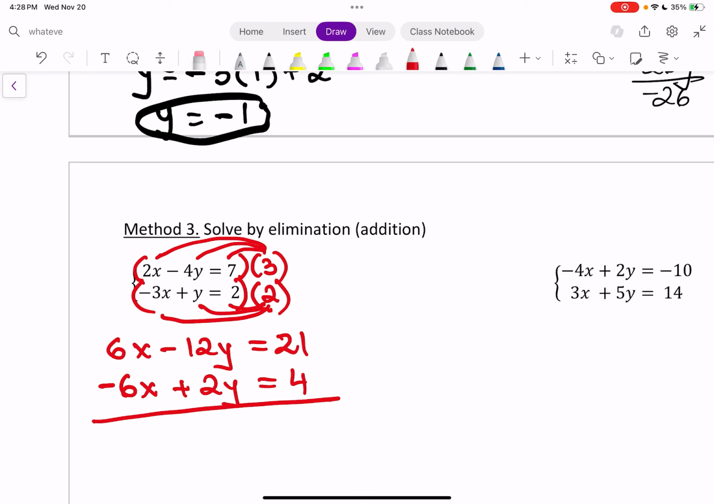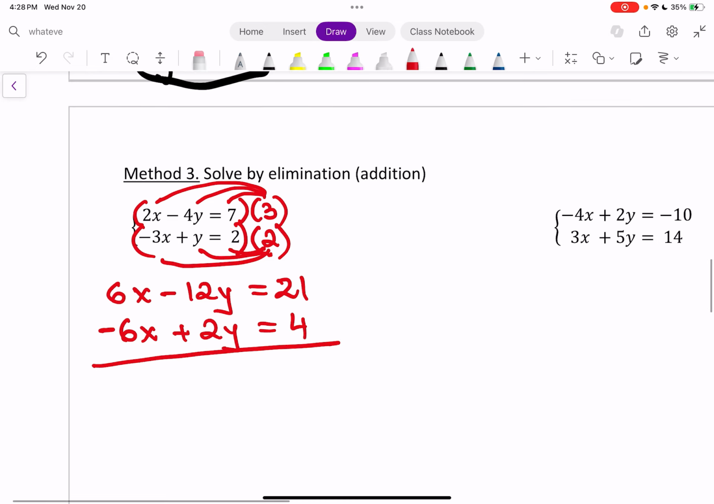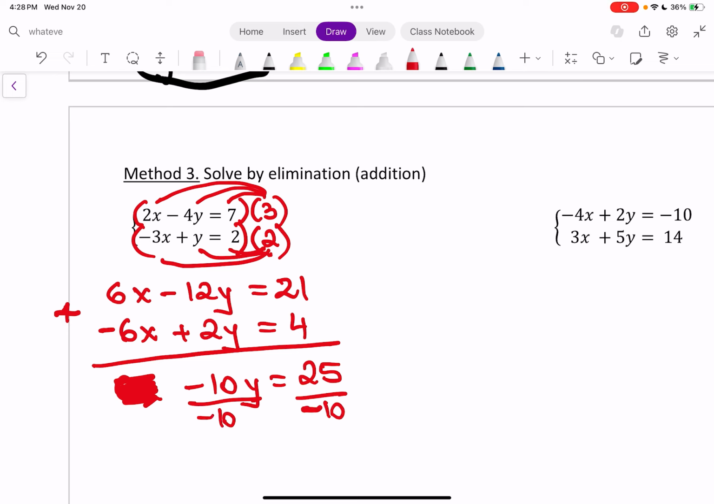Now what's going to happen if I add these equations as they are? A negative 6x added to a positive 6x gives you 0 x's, yes? And 0 times x, that's just 0. And then this way, you are now very easily and nicely left with just an equation in y, which will be super easy to solve. All I have to do is just divide by negative 10. Okay.